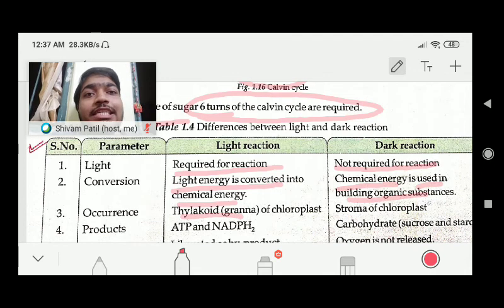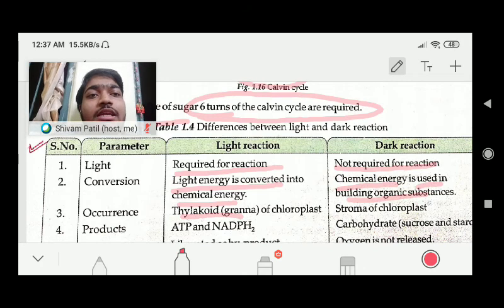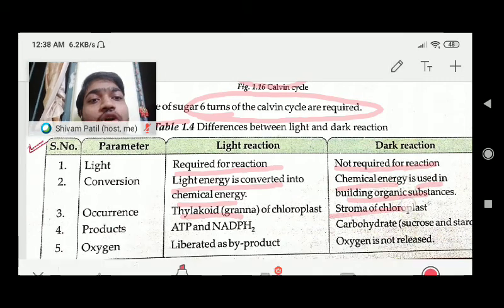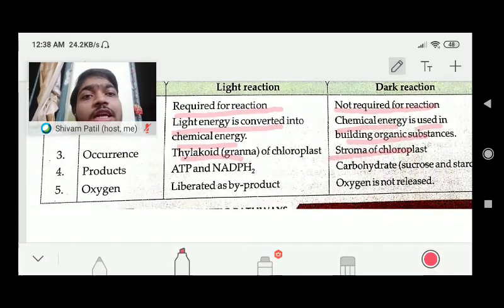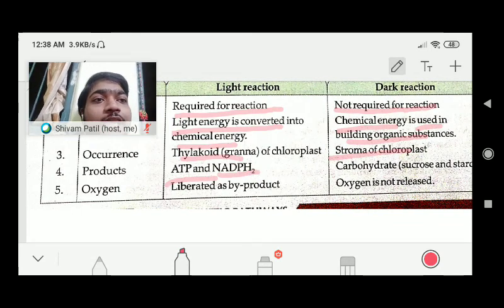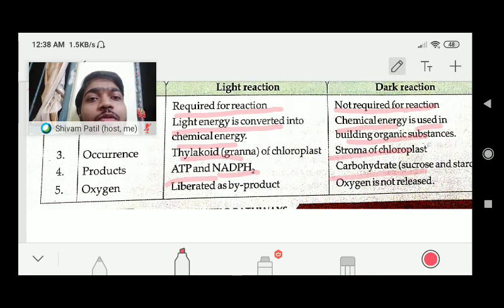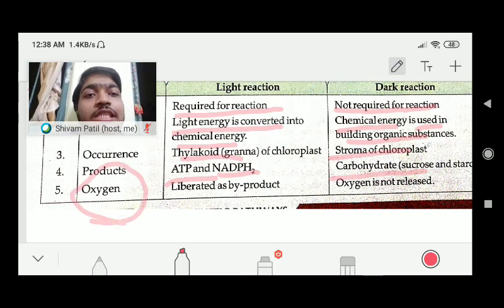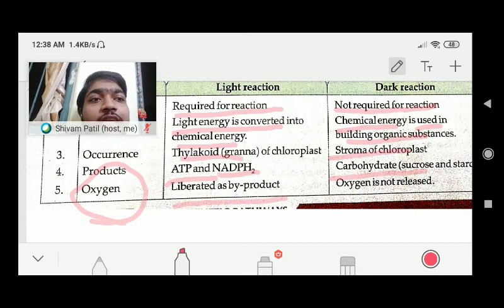Now, where does the light reaction take place? Light reaction takes place in thylakoids or the grana, because grana are made up of thylakoids. So it takes place in the thylakoid of the chloroplast, and the dark reaction takes place in the stroma of the chloroplast. What are the products of the light reaction? ATP and NADPH2 are the products of the light reaction, and in the dark reaction, carbohydrate is formed. And what about oxygen? Oxygen is liberated as a byproduct in the light reaction, and in the dark reaction, oxygen is not released.